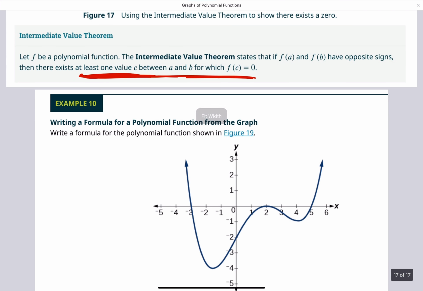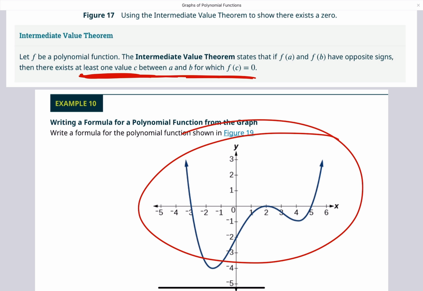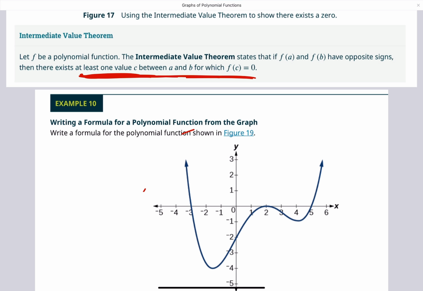Now, last but not least, I want you to write a formula for the following polynomial function as well. You deal with this point, you deal with this point, you deal with this, and that is it for this video.